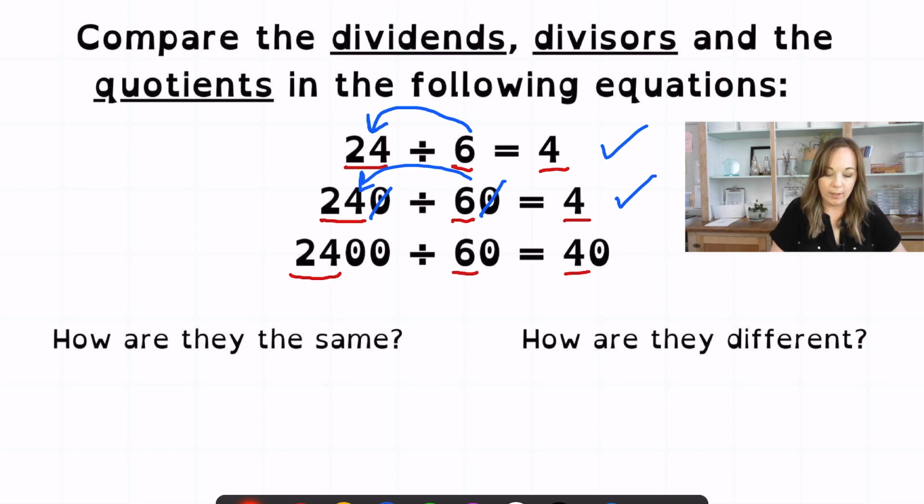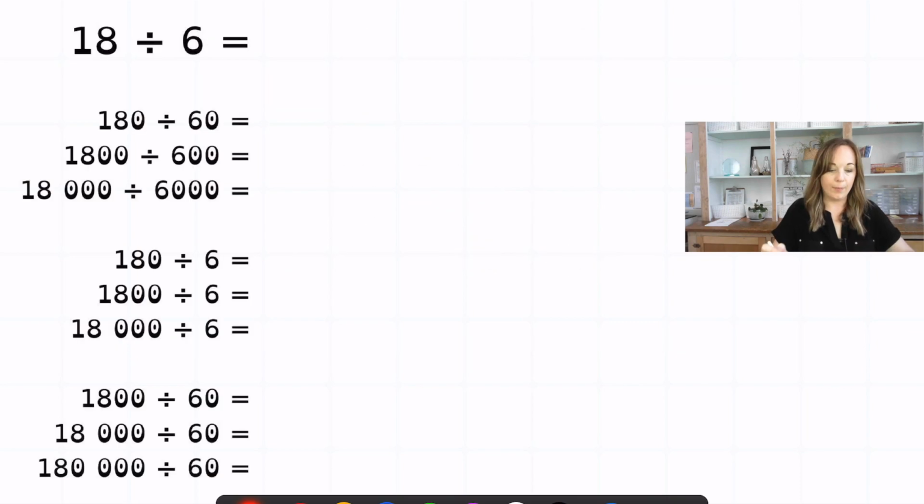Let's look at the next one. 60 goes into 2,400 40 times. So there was a zero I needed to tack on there. And if I look and see, I can eliminate 1 zero from each side, but there's still an extra 0 there. And that is the one that gets tacked on in my answer. Let's practice this here. 18 divided by 6 is 3, so let's use that to help us with these answers.